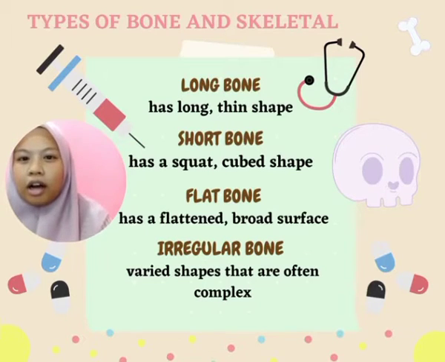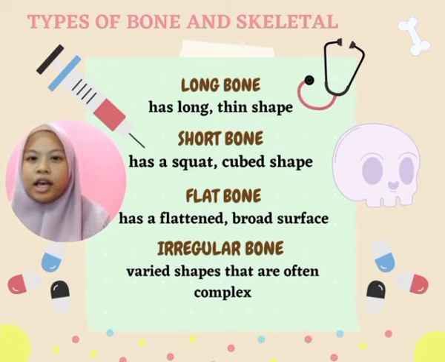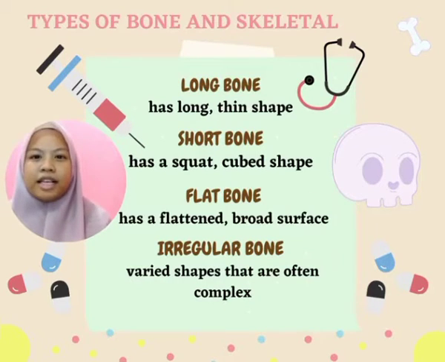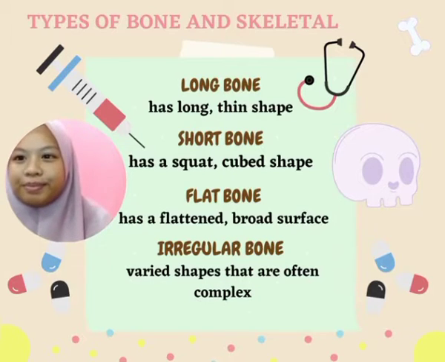And next is flat bones that have a flat and broad surface. For example, they include ribs, shoulder blades, breastbone, and skull bones. And the last one is irregular bone. It has varied shapes that are often complex. Examples include the bones of the spine.